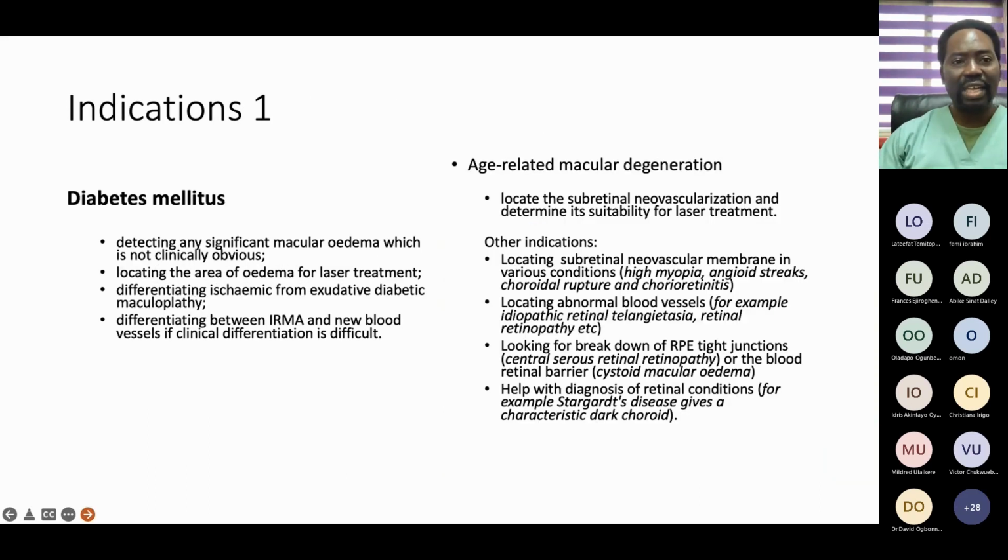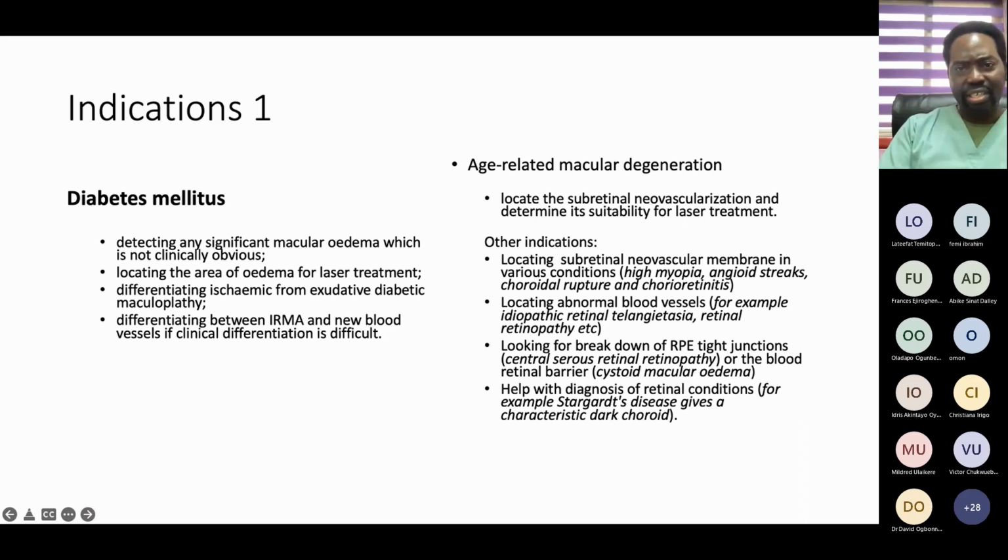I will go into further details. Now, indications of angiography, let's look at diabetic retinopathy. It's one of the more common reasons why I want to do an angiography. It helps to detect any significant macular edema which is not clinically obvious. It helps in locating the area where the edema is concentrated, and this helps for laser photocoagulation, especially if you are going to be doing a grid pattern. It helps in differentiating ischemic from exudative diabetic maculopathy, and it helps differentiate IRMAs from new vessels. We saw that just now.